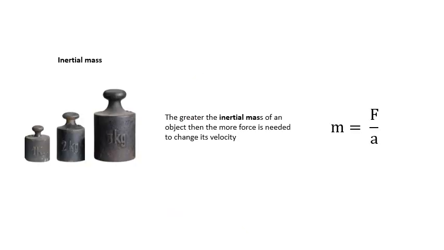A phrase you need to know for the higher paper, I said in the last video, I'm not a big fan of this idea of inertia. The inertial mass of an object, basically the bigger its inertial mass, the more force is needed to change its velocity. M equals F over A. I don't like that because our definition of the Newton is actually based on F equals ma. But anyway, moving on swiftly, you know what that is now.